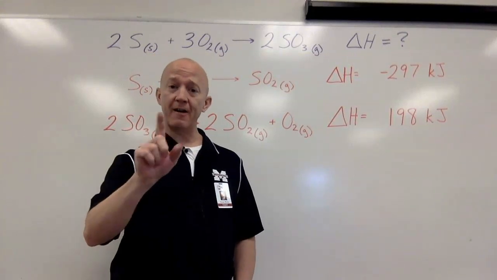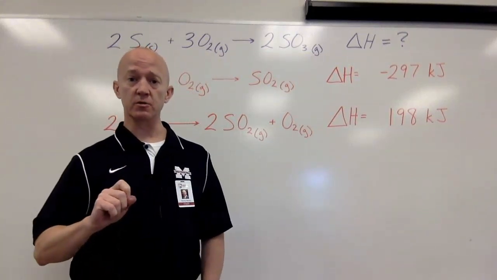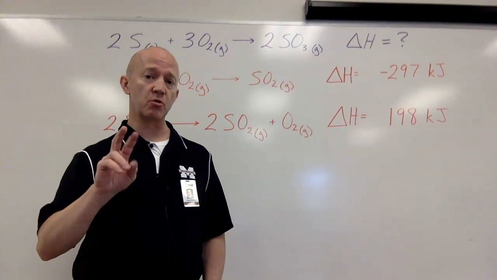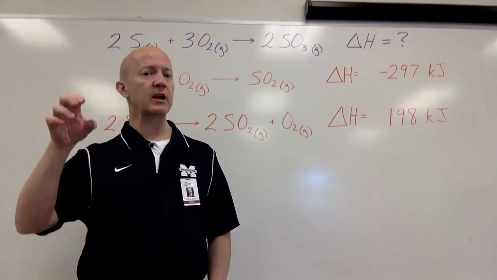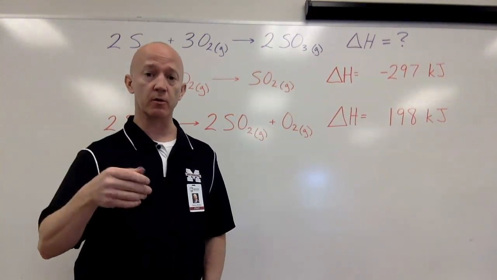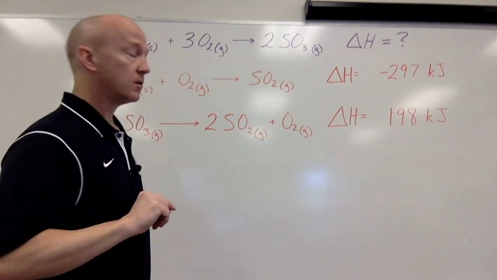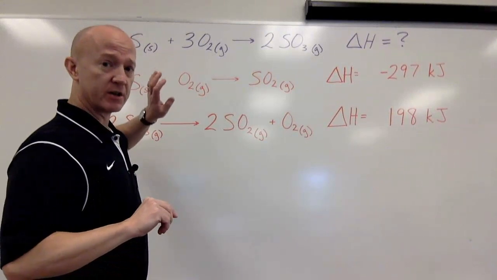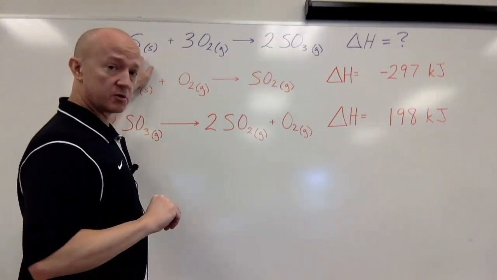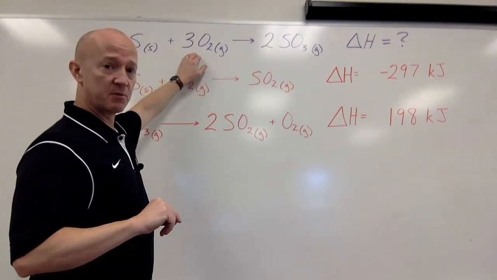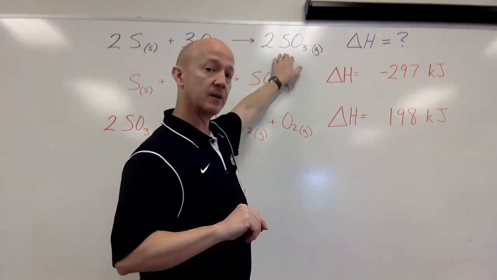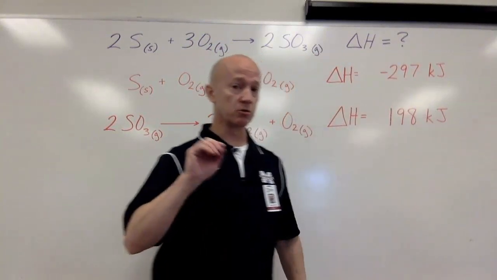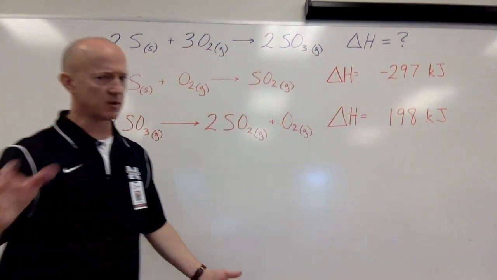Okay, I found some building blocks that I can use. I found two thermochemical equations that have some of the same ingredients as the equation I'm looking for. Just to remind you, our top equation is the one that's unknown: 2 moles of sulfur combined with 3 moles of oxygen to give us 2 moles of sulfur trioxide. That's the enthalpy change we're looking for, but we don't have that.